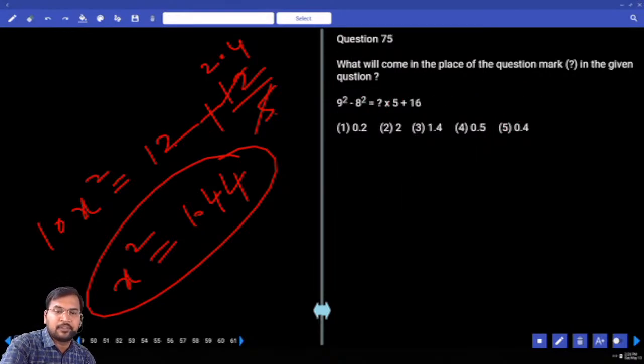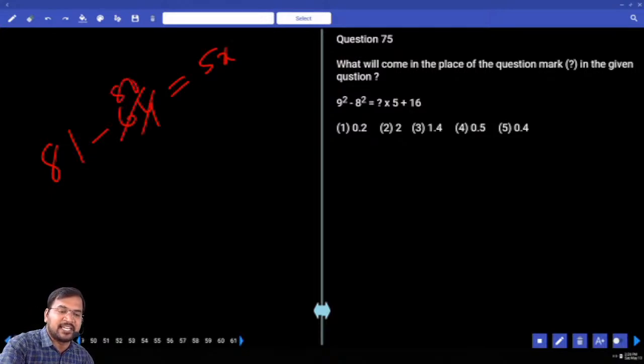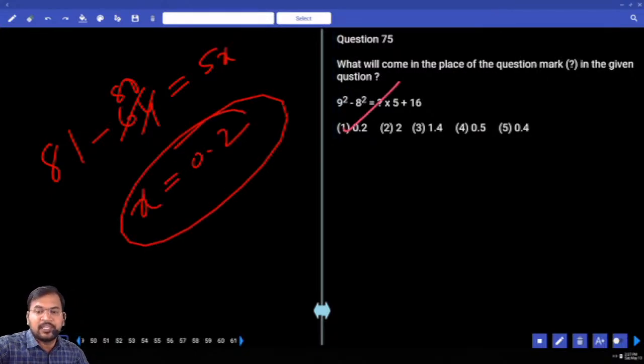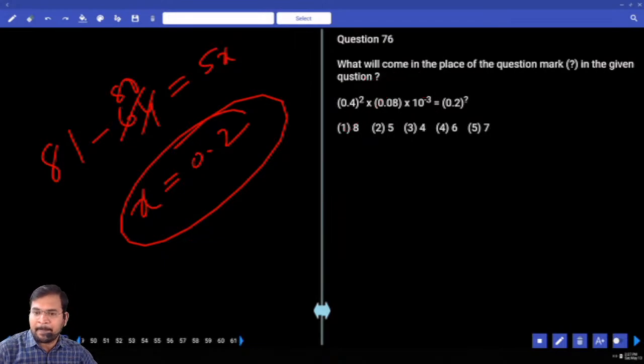9 square, 9 square, 6 square. Sorry, 8 square 64. 5x is equal to... That 16 also comes to this side, minus 80, na? Yes or not? So 81 minus 80, 1. 5x is equal to 1. x is equal to 0.2. Your answer is 0.2. Now this plus 16 comes to this side, minus 16, na? Already minus 64 is there, na? Minus 64 minus 16, minus 80. 81 minus 80 is nothing but 1 only. 5x is 1. x is equal to 0.2. Are you clear, na? Next one.